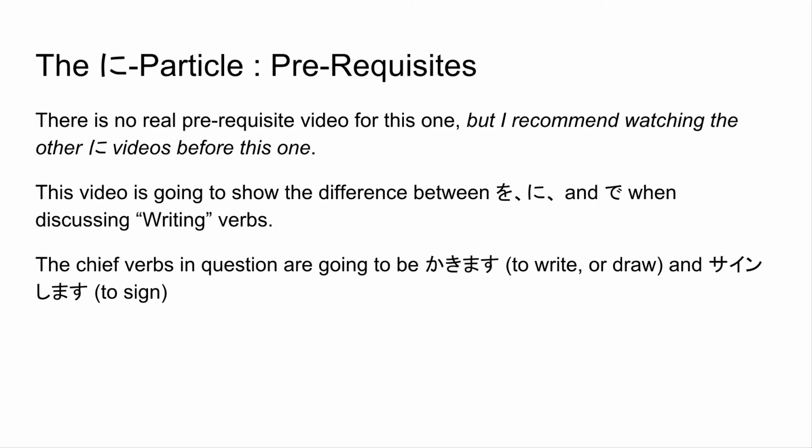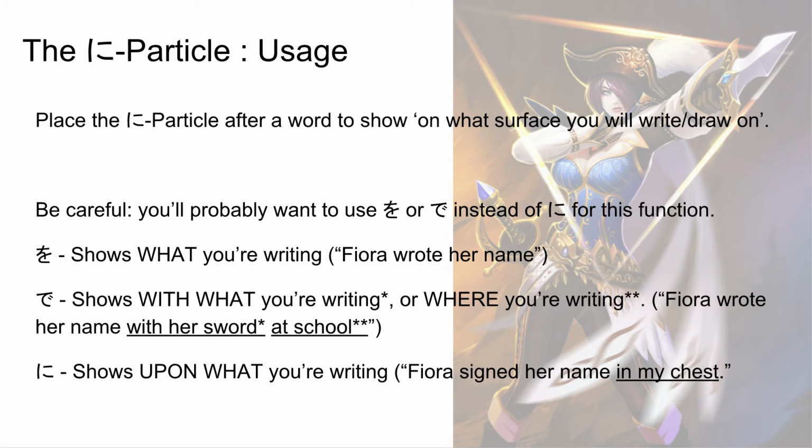This video is going to show the difference between o, ni, and de when discussing writing verbs. So this is going to further highlight the difference between the o particle, the ni particle, and the de particle. And it's going to get a little bit confusing. So strap yourselves in, boys. We're in for a ride. The chief verbs in this question are going to be kakimasu, to write or to draw, depending on the kanji, and sain suru, sain shimasu, to sign something, like give your autograph.